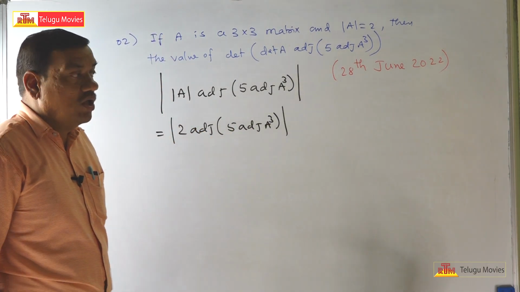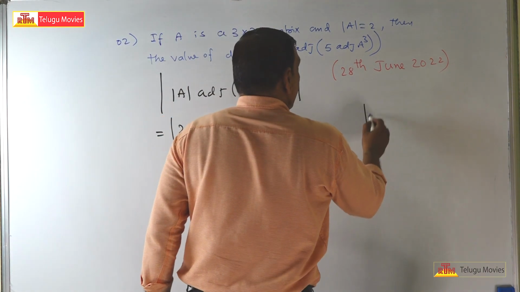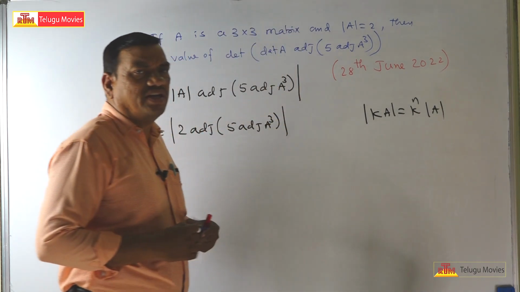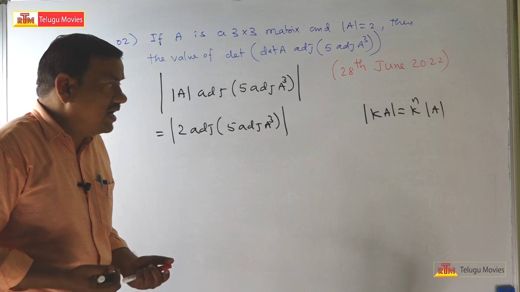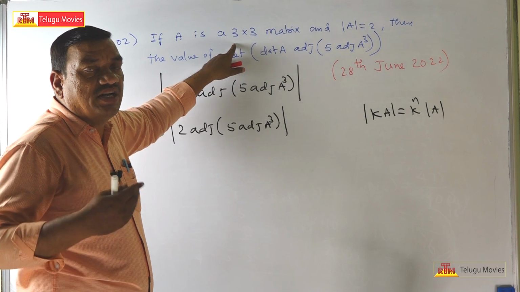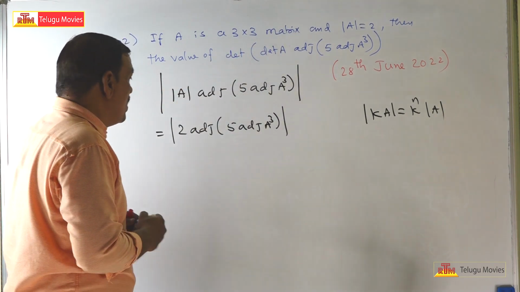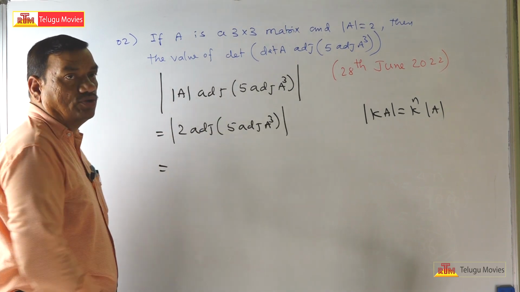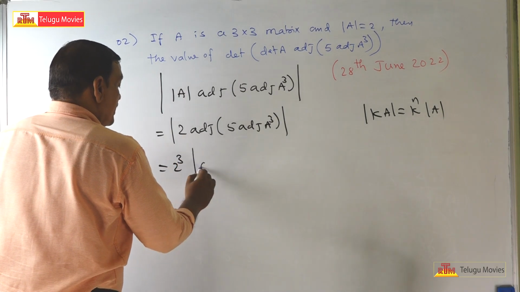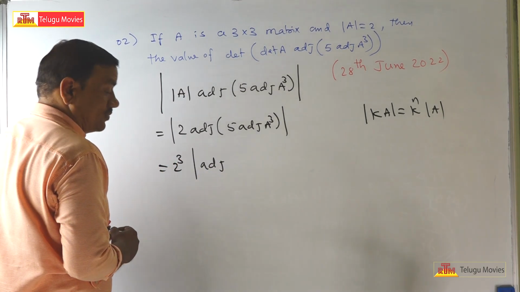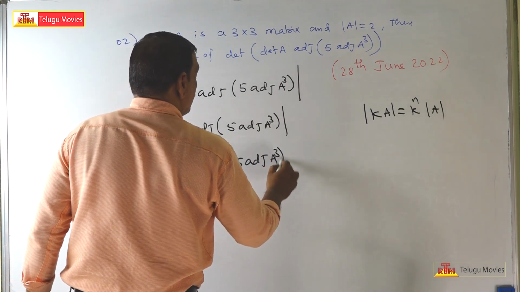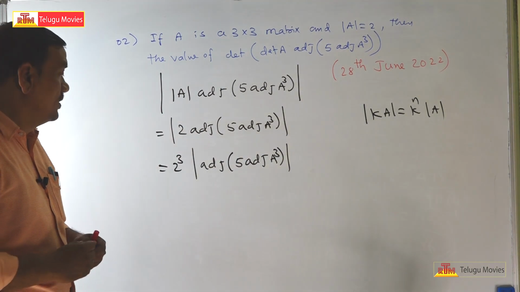Right. We have one property. What is that property? Determinant of kA is equal to k power n into determinant of A, where k is any non-zero real number and n is the order of the matrix. What is the order of this matrix? 3 by 3. Therefore, n value is 3. So here also, first of all, take 2 outside. When 2 comes outside, what happens? k power n, so 2 cube, determinant of adjoint of 5 times adjoint of A cube.